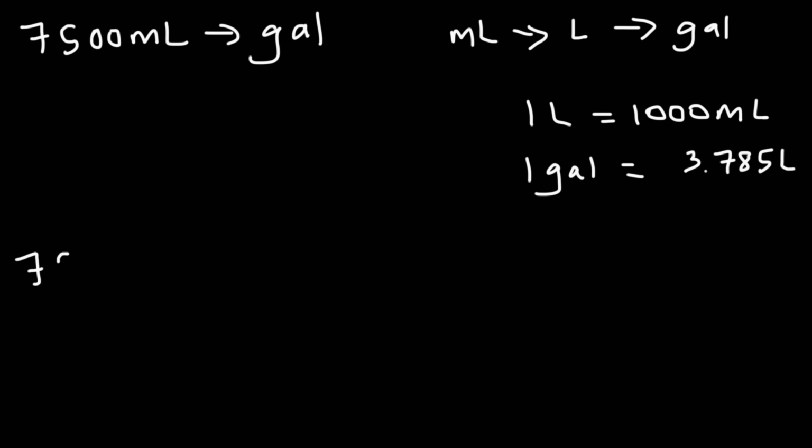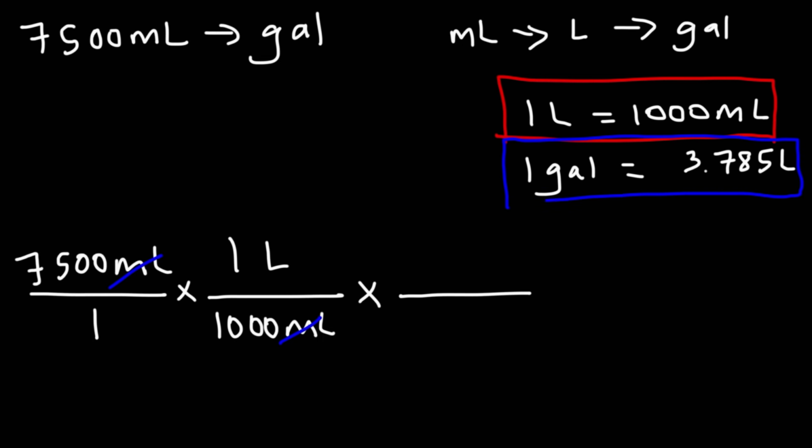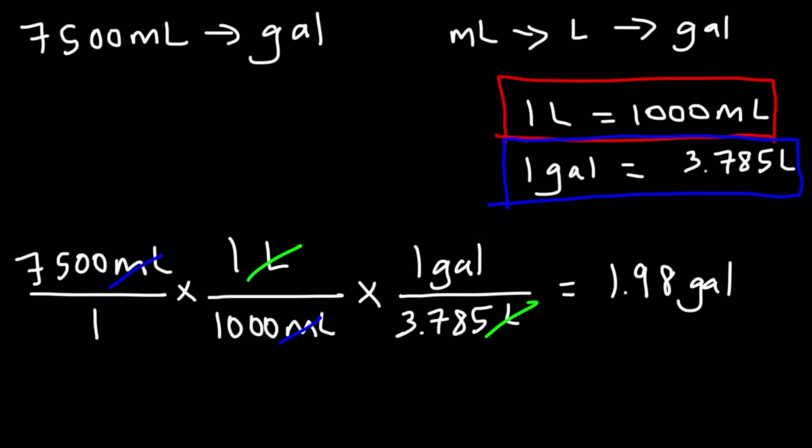So let's start with what we're given, and that is 7,500 milliliters over 1. Let's use the first conversion factor to go from milliliters to liters. So we're going to put 1,000 milliliters on the bottom so that these units will cancel, and then 1 liter on top. Now let's use the second conversion factor to go from liters to gallons. So we're going to put 3.785 liters on the bottom, and then 1 gallon on top. So now it's going to be 7,500 divided by 1,000, which is 7.5, and then divide that by 3.785. So the answer is equal to 1.98 gallons. So this is an example of converting from one unit of volume to another. So that's how you can convert from milliliters to gallons.